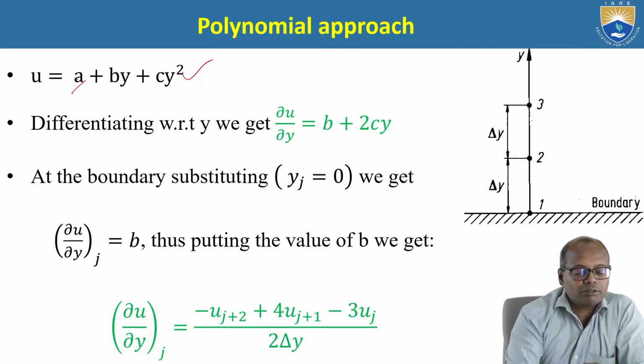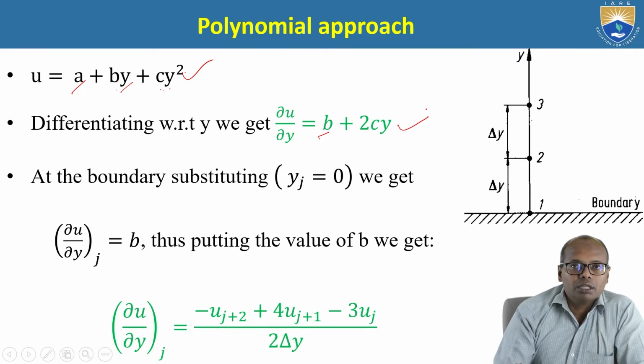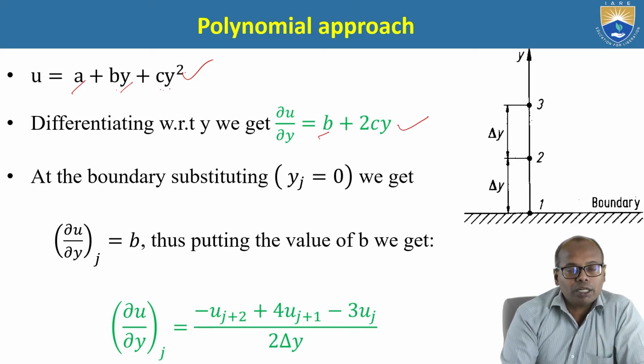This is constant, it will become 0, and this y term is there, so it will become b, and it is 2cy square. So if I differentiate, it will become 2cy. So this is the equation. Now in this case, what do I have to do? I have to apply the boundary condition.